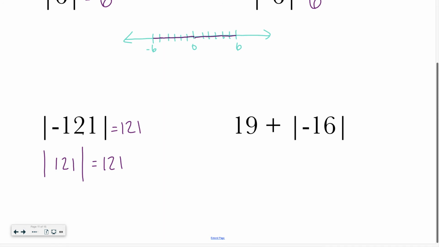Now let's look at this next one. It's a little bit different. I have 19 plus the absolute value of a negative 16. So I'm going to leave that 19 plus there. And I'm going to say, what is the absolute value of negative 16? The absolute value of negative 16 is a positive 16. So I'm going to write that right there. And now I have 19 plus 16, which gives me 35.